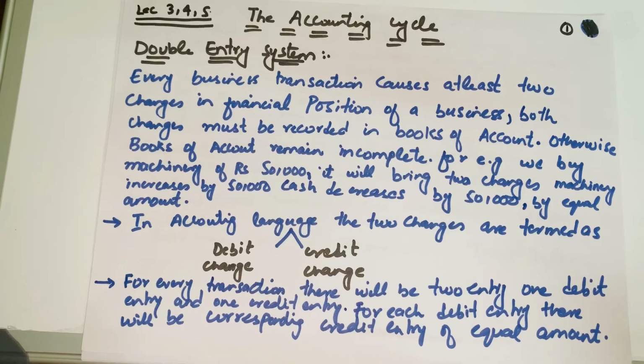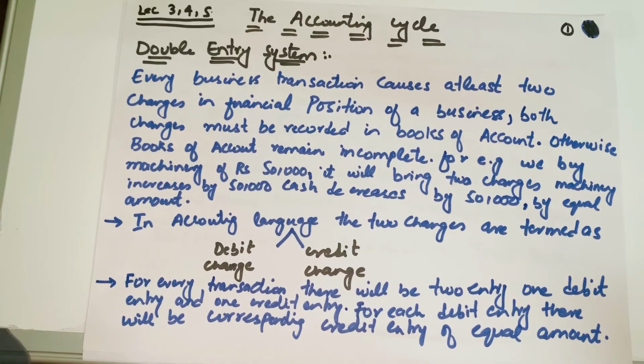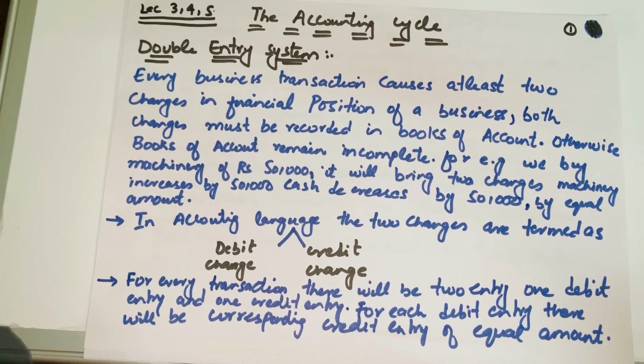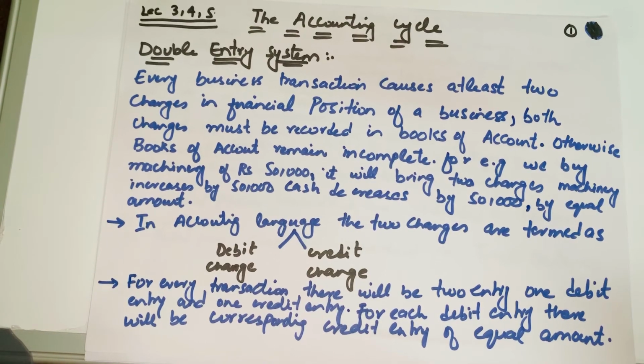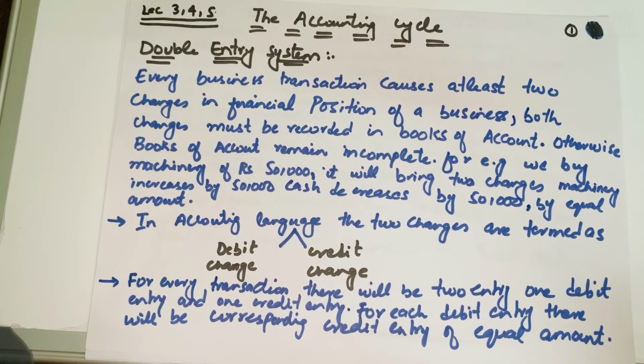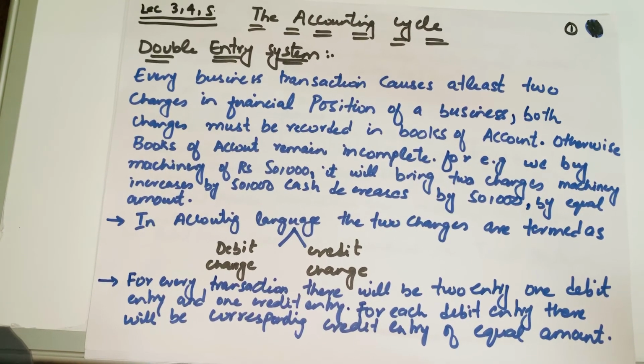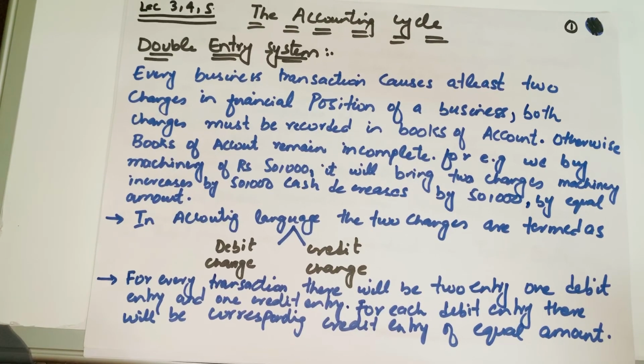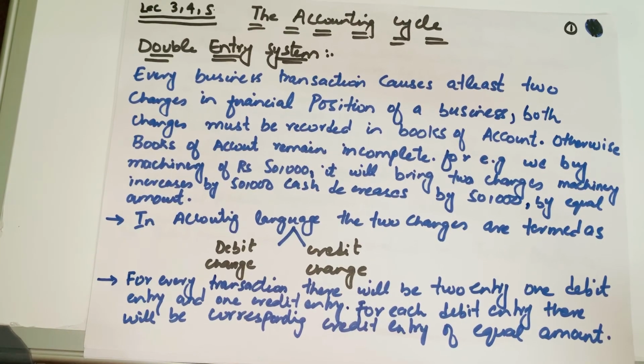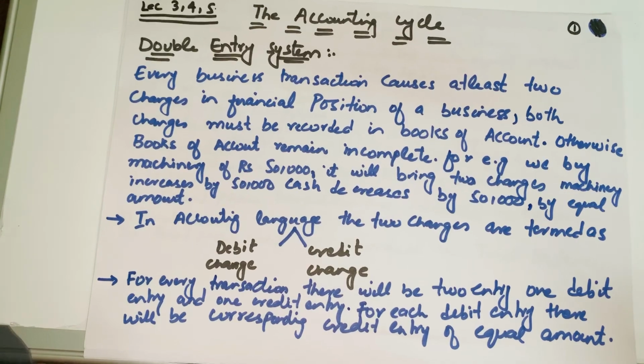So whenever there is a single entry in accounting and you have to post that entry into the books of accounts, you generally have to note it down by a debit change and a credit change, and both the debit change and the credit change should be of equal amount.